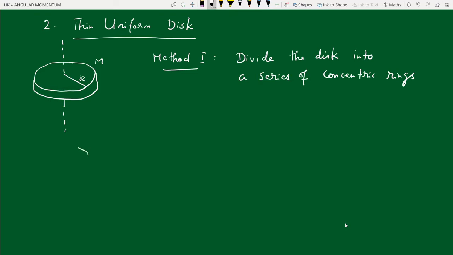So our situation is like this. This is our disk, radius capital R. Now I assume that it is composed of a series of concentric rings. Consider one such ring of radius r. I also assume that it has a small thickness. This ring has a small thickness dr.